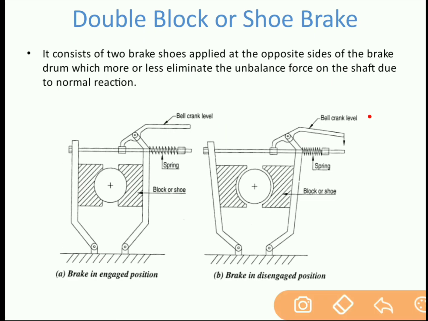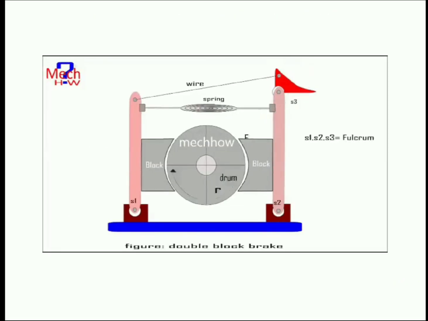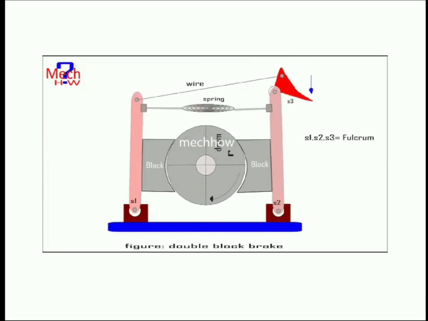When the effort is applied on this lever in the downward direction, then there is a disconnection between the block and the drum, and when you release the effort, then this drum and the brake will come in contact. So first is the engaged position and second is the disengaged position. Double shoe block brake animation is shown in this video.